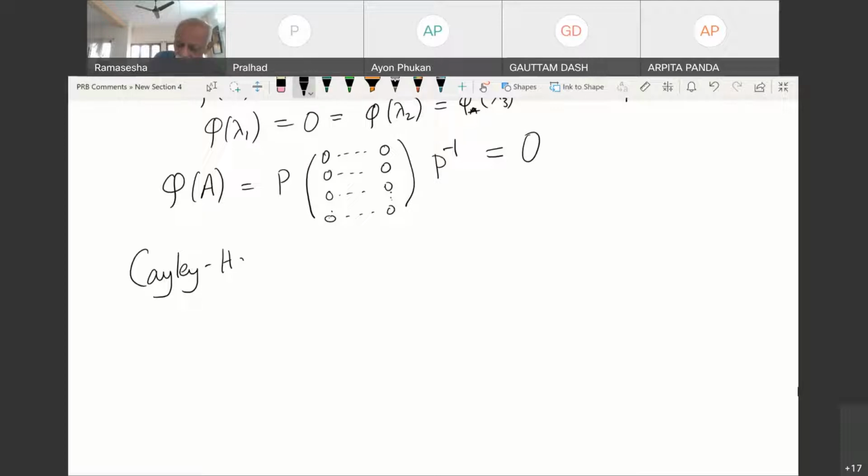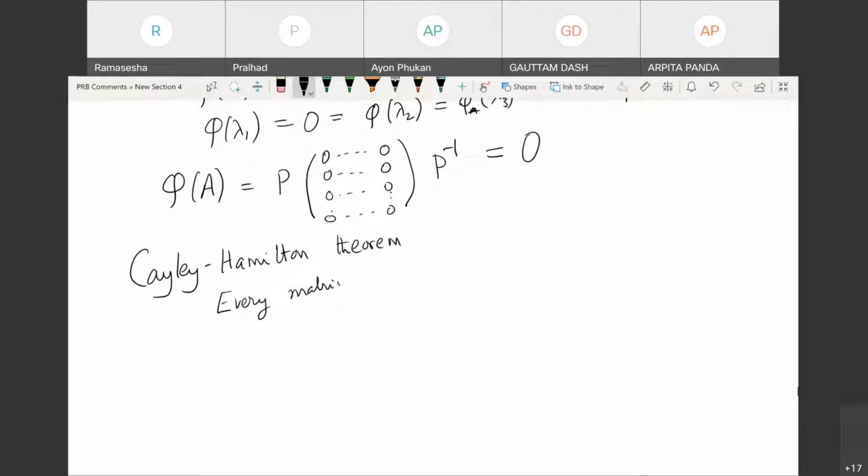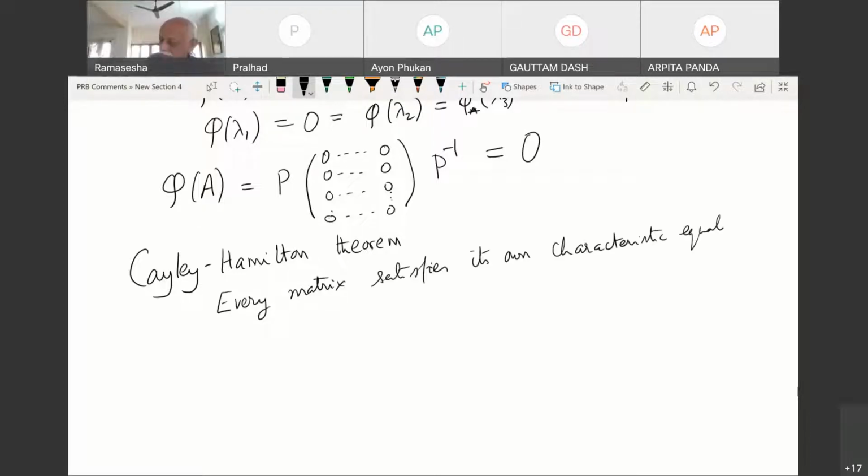The Cayley-Hamilton theorem says that every matrix satisfies its own characteristic equation. So this is very interesting.